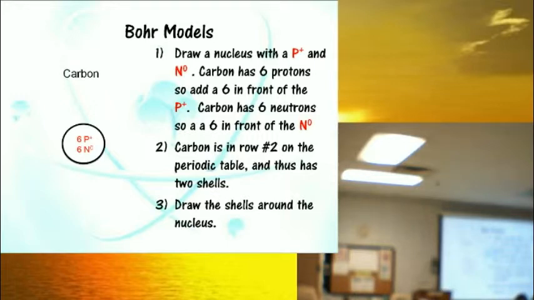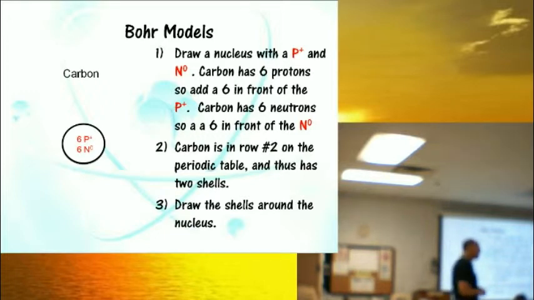Very good. Now, using your periodic table, somebody tell me the mass. What is the mass of carbon? 12. So the little m is 12. What was the atomic number again? 6. To get the neutrons, what do we do to those two? Subtract them. So 12 minus 6 is? 6.